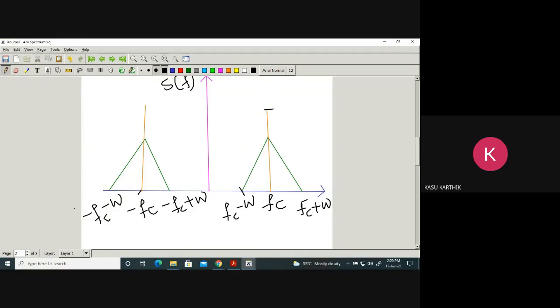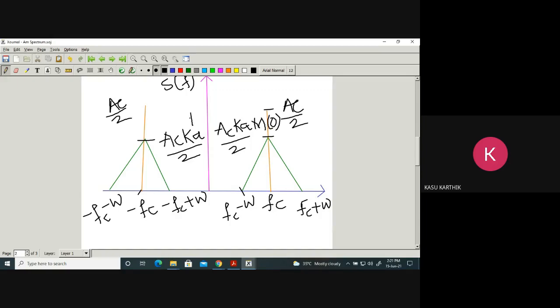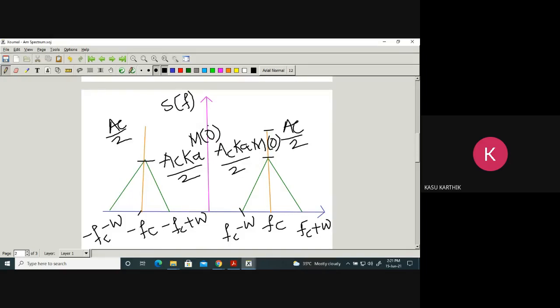So what are these? They are impulses because of the carrier. What's the amplitude? AC by 2. It is also AC by 2. What about this amplitude? What is the maximum amplitude? AC into Ka by 2. It is also AC into Ka by 2. But it already has m of 0 amplitude, so you can simply write it as m of 0. Here also m of 0. This is the spectrum of the AM signal.